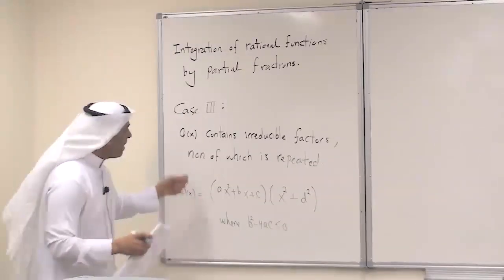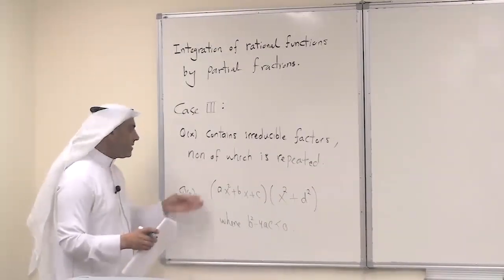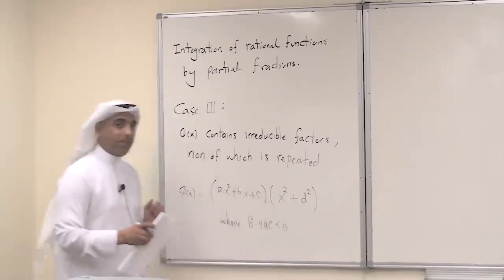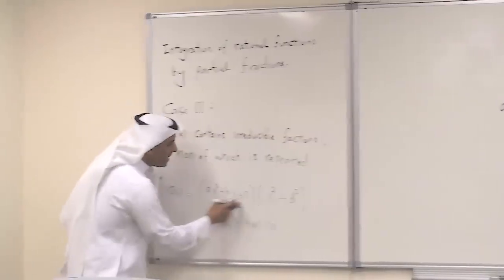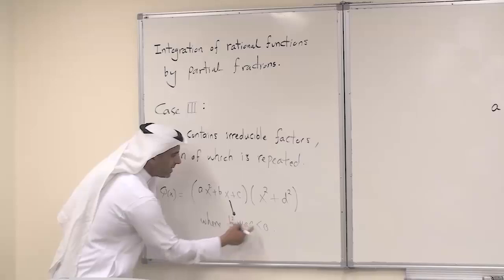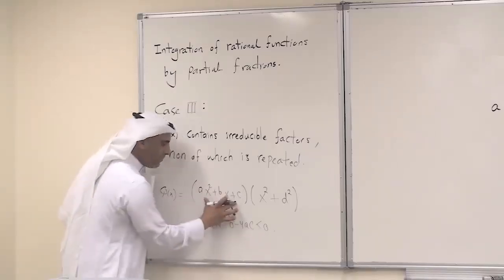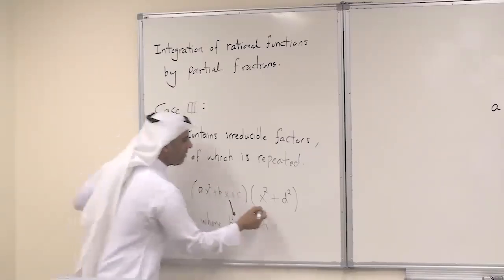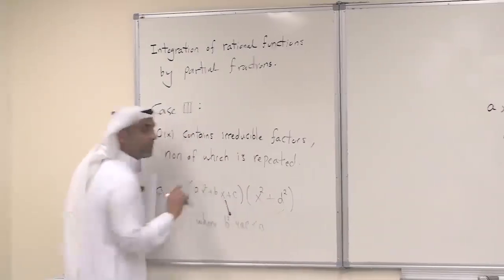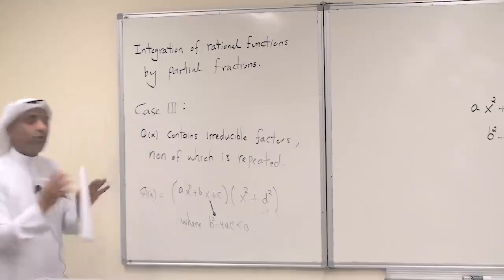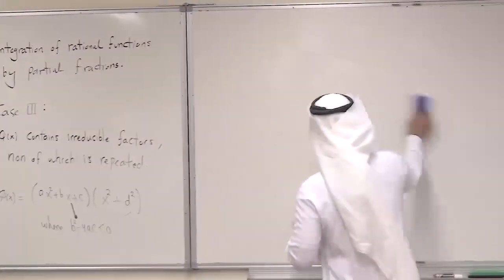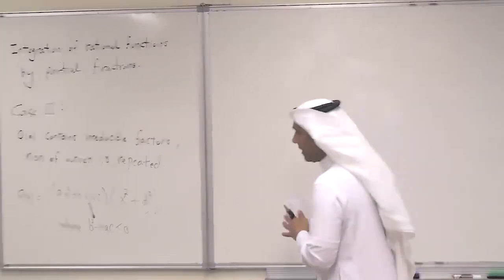This is the case we are discussing now. Let us say q of x is written as a product of nonlinear factors, but none of them is repeated. How do we know that this is not factorable? We have the condition that the discriminant is less than 0. So yes, this is not factorable over the reals. Also, this one is not factorable over the reals, because the discriminant here will always be less than 0. So what is the form of the partial fraction in this case? The partial fraction decomposition form will be like this.